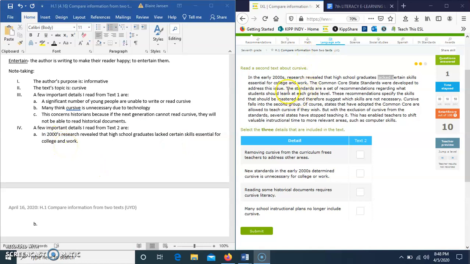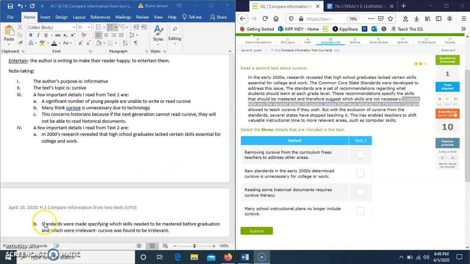As I keep reading, I see that in this section, our author notes that they developed a set of standards, and that the standards are a set of recommendations regarding what students should learn at each grade level. These recommendations specify the skills that should be mastered, and therefore suggest which skills are not necessary. Cursive falls into the second group. So now that we see our topic has been brought up, cursive, we need to bring that into our details over here. So I note here that another important detail is that standards were made specifying which skills needed to be mastered before graduation and which were irrelevant. And cursive was found to be irrelevant.